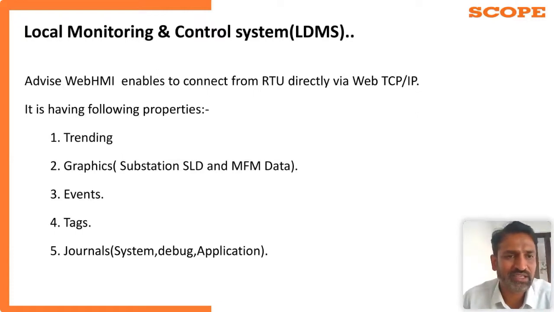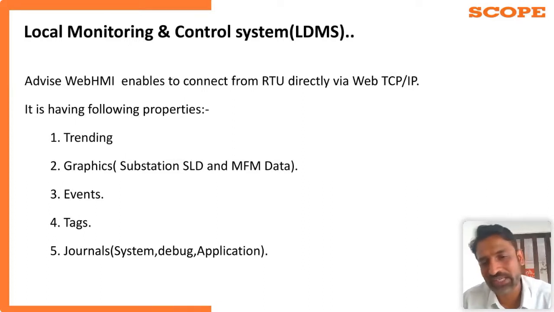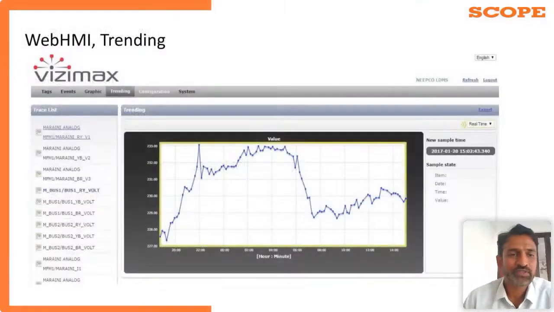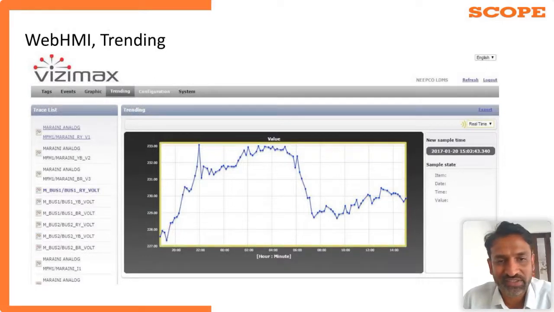Normally in the web HMI or LDMS, you have trendings, graphics like single line diagram, MFT data, events, tags, and system debugging, system application and settings of the system you want to change, for example the baud rate. All these things will be enabled from this LDMS system. This is also very important, and at very minimal price you get this application inbuilt in the RTU. So this is what you can see locally. It is not on the SCADA, it's inside the RTU, where you can connect on your laptop.